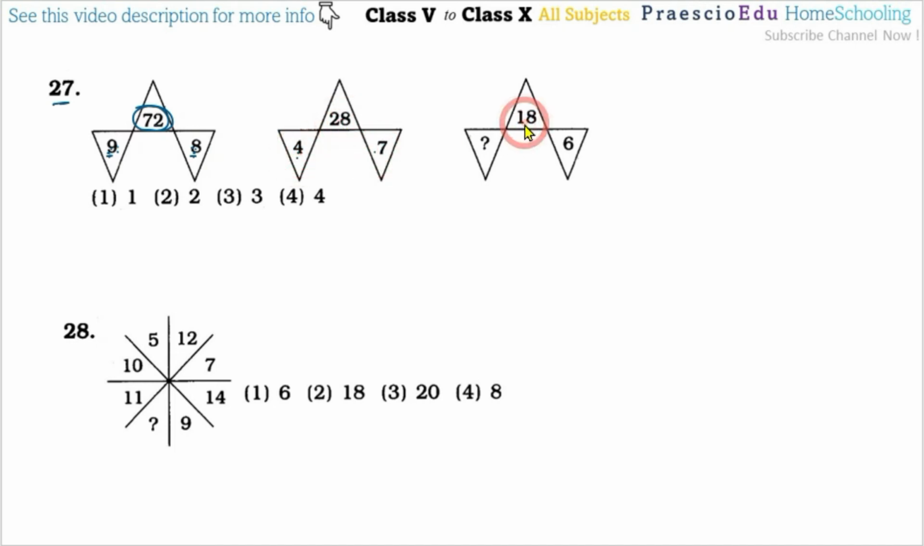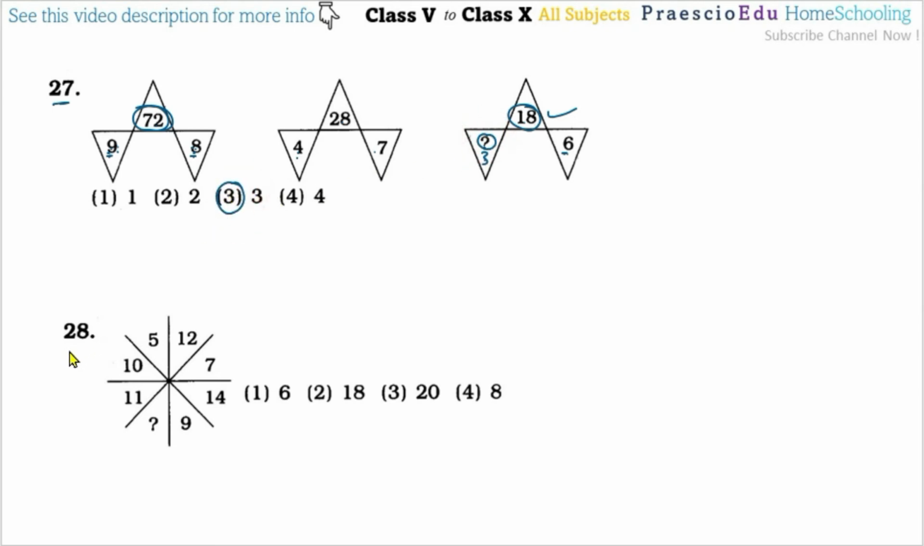Same, we have to get 18. 18 can be obtained with a multiplication by 6, so that number is 3. So 3 multiplied by 6, that is 18. So 3 can be replaced to the question mark, and 3 is available in option number 3.